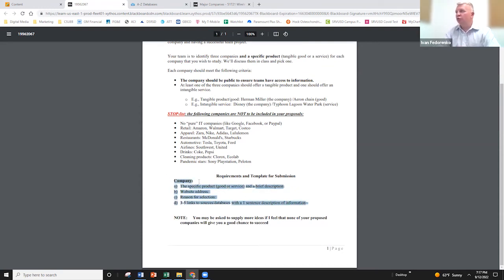For example, we want to study Disney theme parks, or we want to study Six Flags adventure park. A specific product. Check their website and check if you can find information about this company, because this is the most important part. It should be easy for you. You shouldn't spend hours doing research, finding sources. It should be easily available.